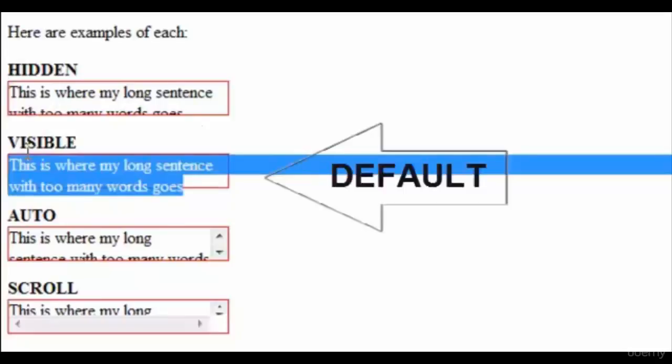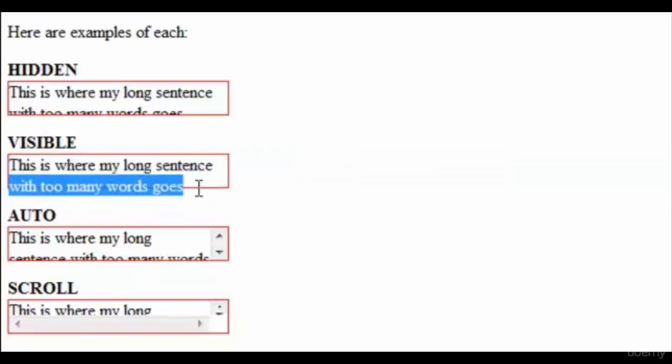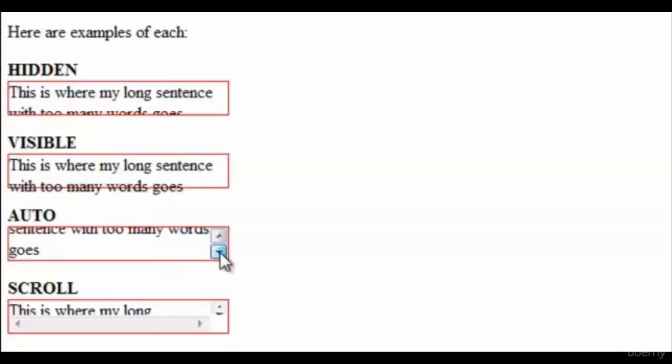Visible, which is the default for pretty much every element, will allow your words to leak through. Auto, which is your scroll, makes this look like a text area now. And auto realizes that it doesn't need to have a scroll bar going from left and right, but it does need one going from top to bottom. And that's the browser's decision.